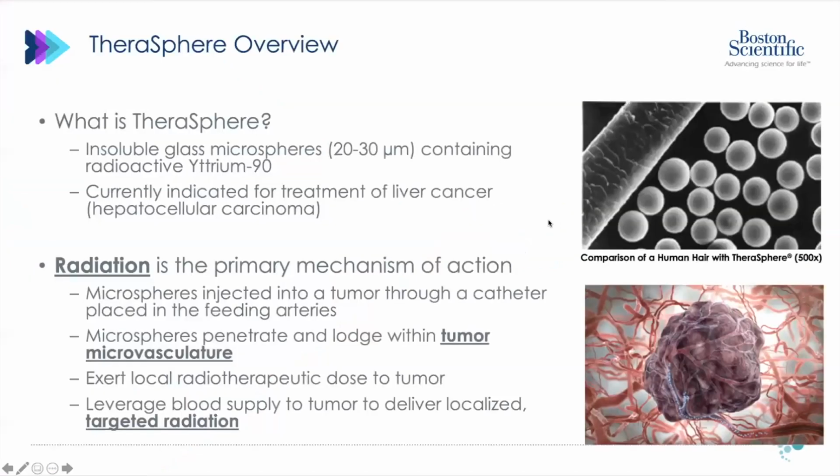So let's talk a little bit about what TheraSphere is. These are small, insoluble glass microspheres, about 20 to 30 micrometers, containing yttrium-90, which is a radioactive isotope. You can see that they're about the size of a human hair follicle. We use intra-arterial Y90 in the treatment of hepatocellular carcinoma. Intrahepatic artery delivery of these Y90 TheraSpheres is effective in the treatment of hepatocellular carcinoma. Again, yttrium-90 is basically a radiation microsphere that delivers radiation through your microcatheter and penetrates within the tumor to give off a local radiotherapeutic dose.